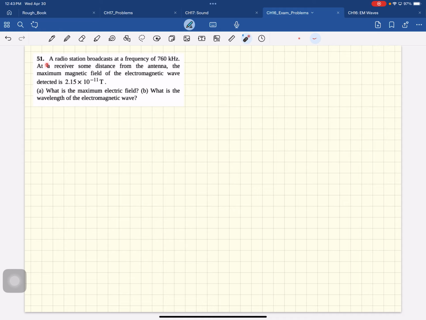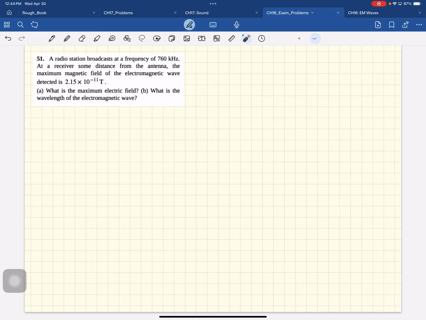Okay, this problem says a radio station broadcasts at a frequency of 760 kilohertz. So this is about 1 megahertz. And FM radio broadcasts at what frequency? 100 megahertz. So I guess this is AM radio, at about 100th the frequency. At a receiver some distance from the antenna, the maximum magnetic field strength in the electromagnetic field is detected to be that.